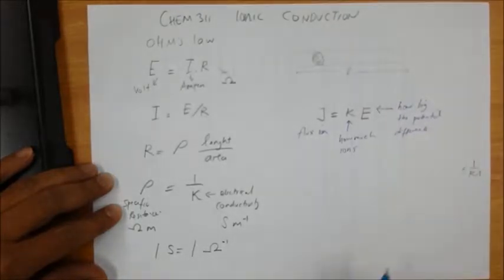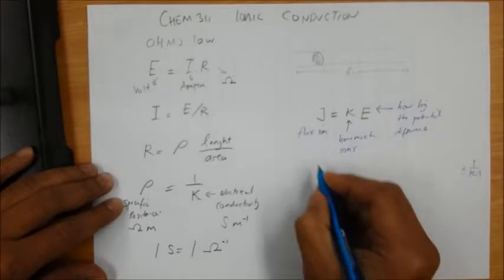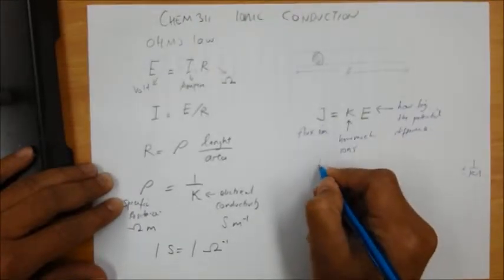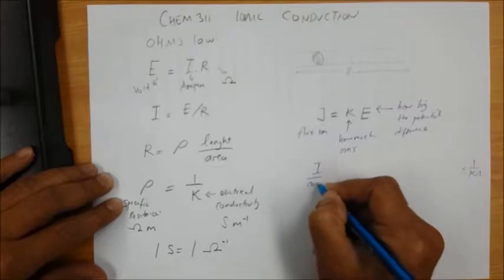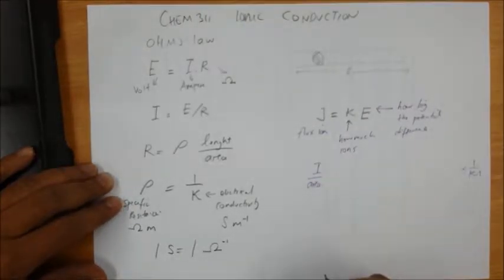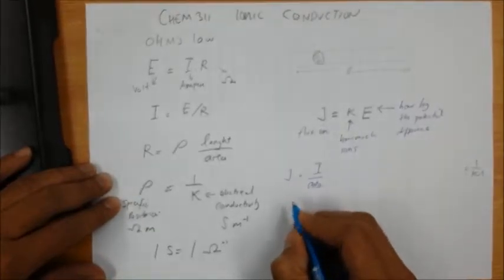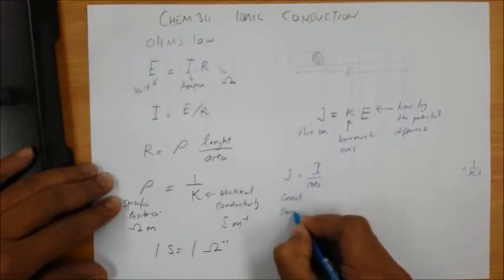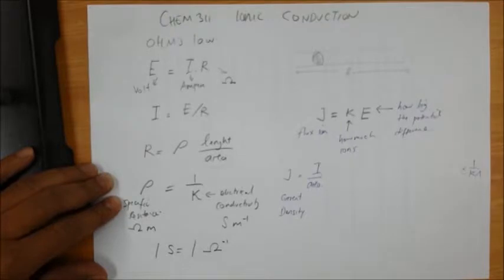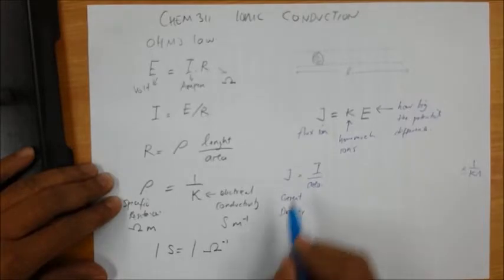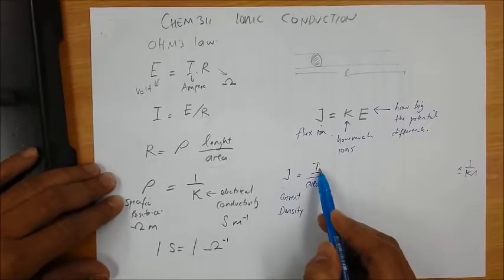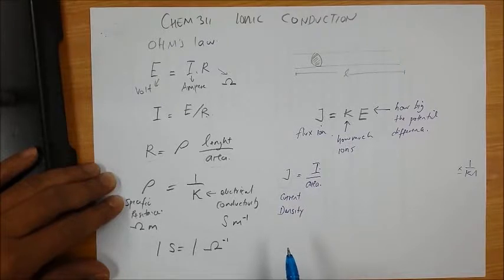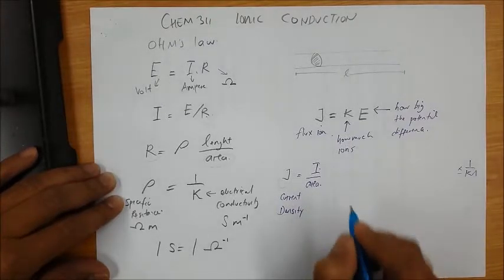Okay, right. So the flux of ion is actually current over area, right? This is the flux J, or this is also called current density, because the unit is ampere per square meter. So the flux of ion J is equal to the current over area. So current is how many charges moving over time.